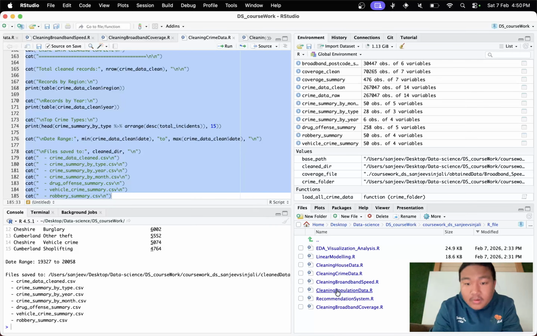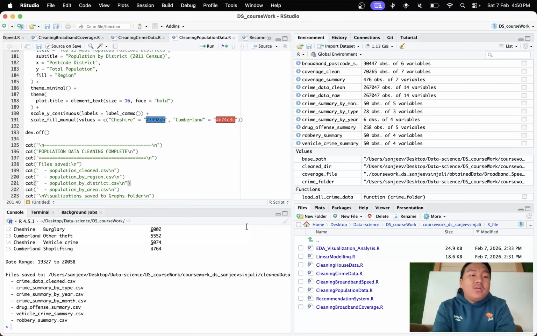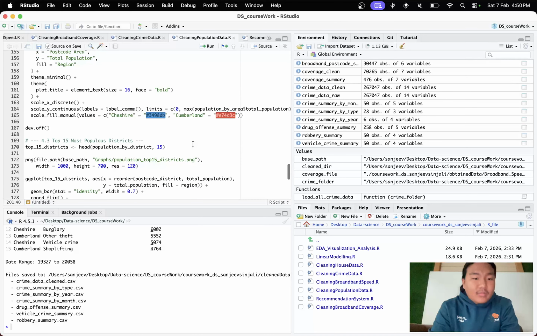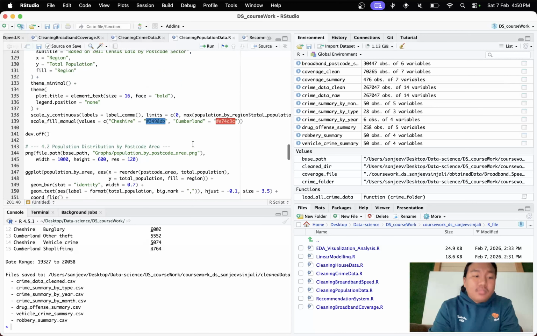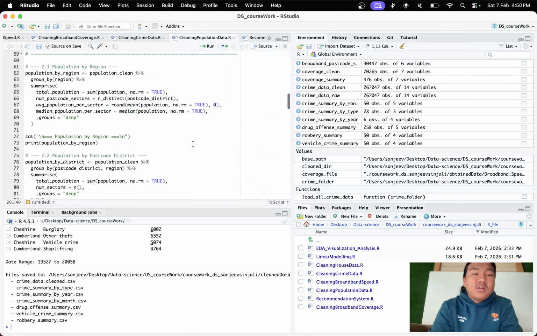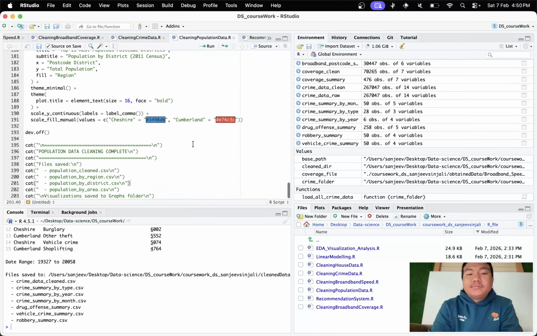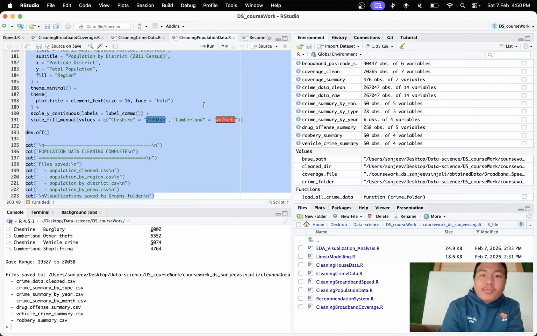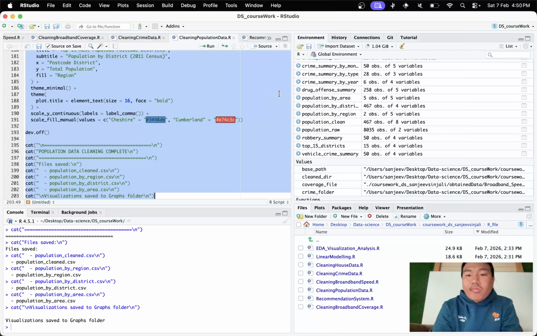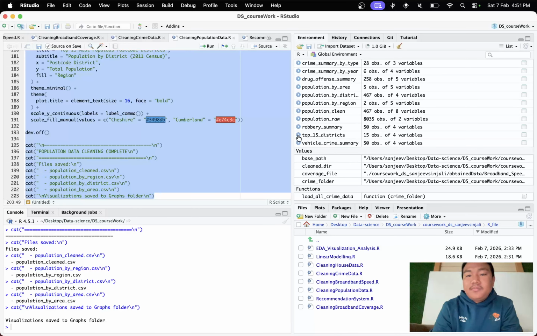For cleaning population data, I removed inconsistent or missing records and aggregated population figures by postcode. This provides accurate demographic context for per capita calculation and other analysis. Now it will show the top 15 districts with postcodes, population raw, population clean.